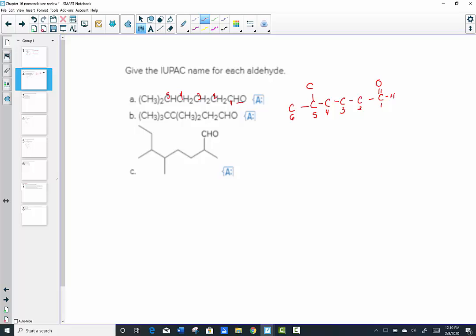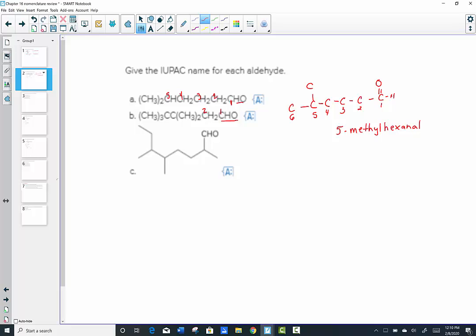So the parent chain now is 6 carbons long. At carbon 5, we do have a methyl substituent group. The parent is 6 carbons long, ending with an al, 5-methylhexanal. Here's our functional group. Carbon 1 is the aldehyde.